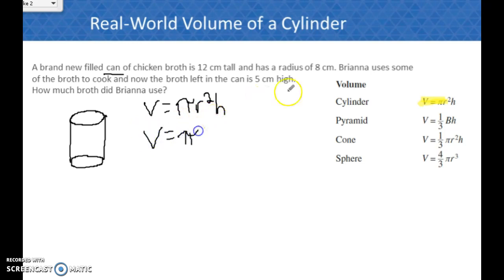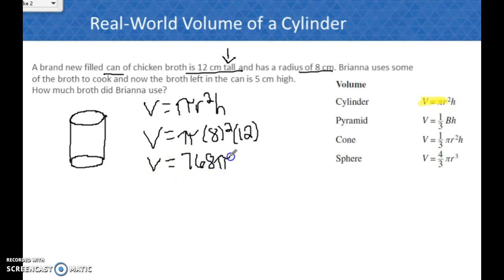So in the new can, we know that our radius is 8, and we know that our height is 12. And it doesn't call it the height, but if something's 12 centimeters tall, we know that that's height. So we can multiply that out, and we would get the volume is 768 pi, which is approximately 2,412.7. And of course it's volume, so that's centimeters cubed.